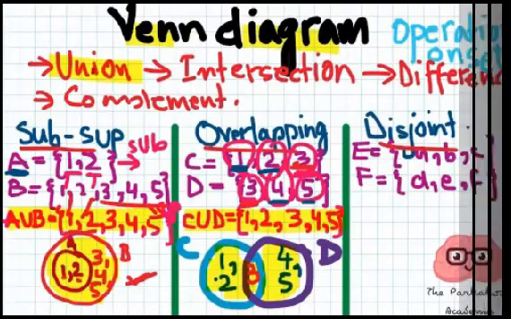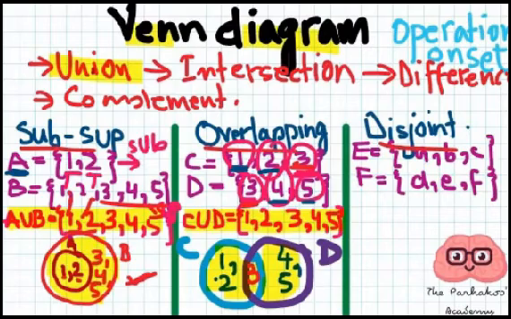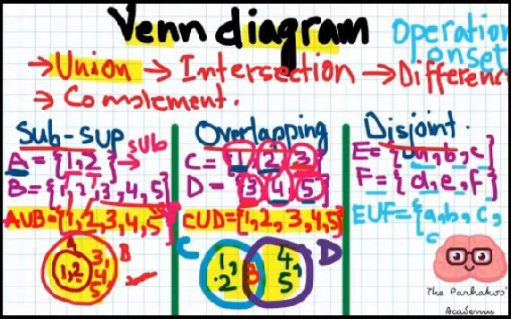So now the last is the disjoint sets. Here we have E equals A, B, C, F equals D, E, F. Now since it's disjoint, that means no element is common. So in this case E union F is going to be A, B, C, D, E, F. We are going to write all the elements, common and uncommon. So let's draw the Venn diagram.